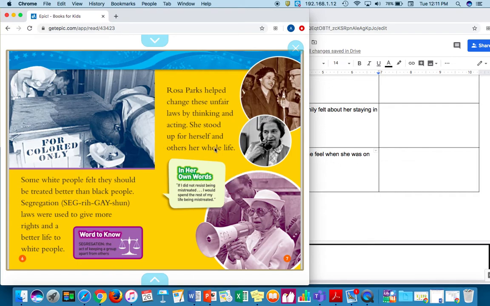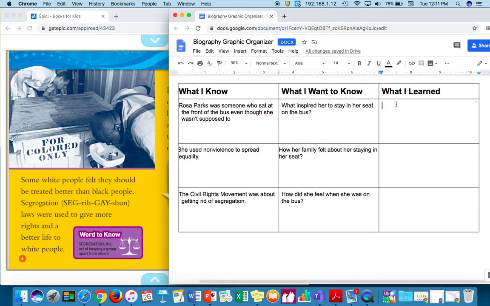So that's something that I learned. This was a whole life thing. In her words, "If I did not resist being mistreated, I would spend the rest of my life being mistreated." That quote makes me think that she was just kind of fed up. So that could be a note that I write down: seemed fed up with being mistreated.